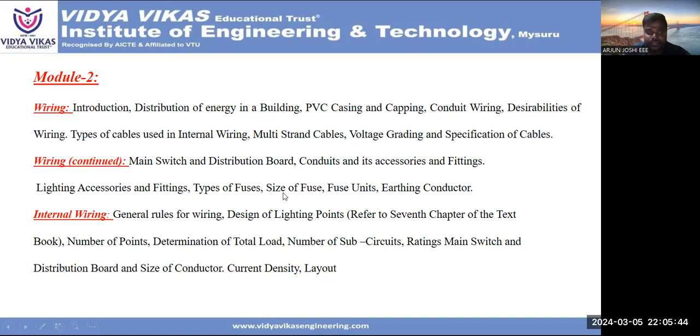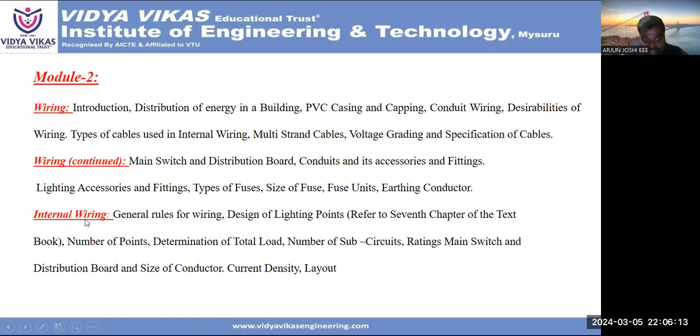Module, we learn. For example, introduction, distribution of energy in a building, PVC casing and capping, conduit wiring, disabilities of wiring, types of cables used in internal wiring, multi-strand cables, voltage grading and specification of cables, main switch and distribution board, conduits and its accessories and fittings, lighting accessories and fittings, types of fuses, size of fuse units, earthing conductor. These are all theoretical parts.